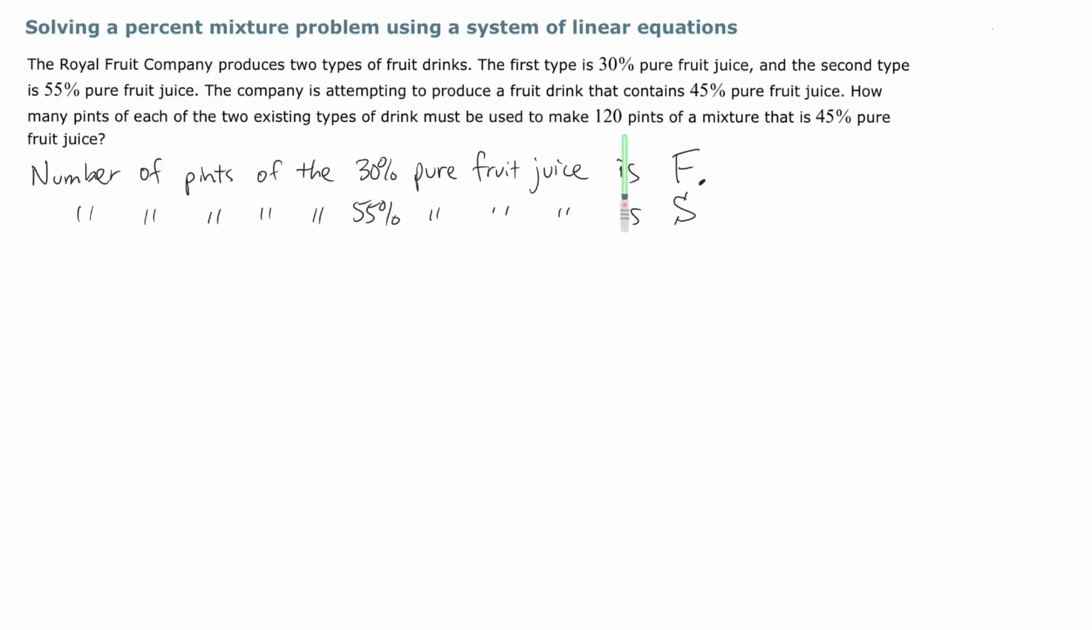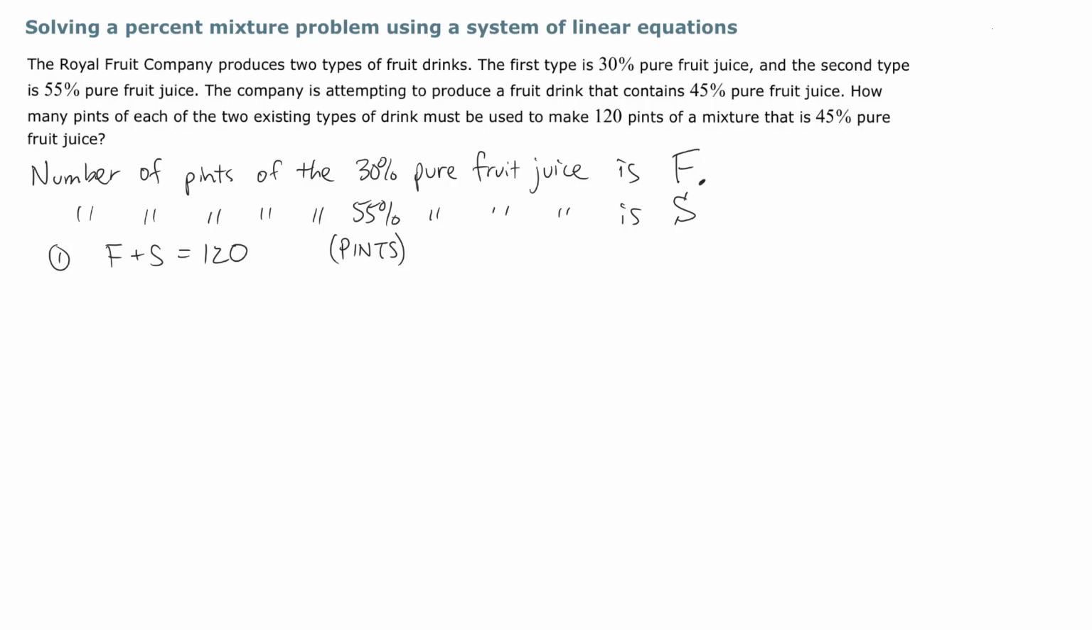We do know that mixing these two types of fruit juice will get you 120 pints. That means equation 1 could be F plus S is equal to 120 pints. So this is really an equation about pints.